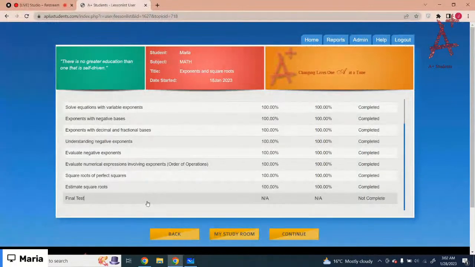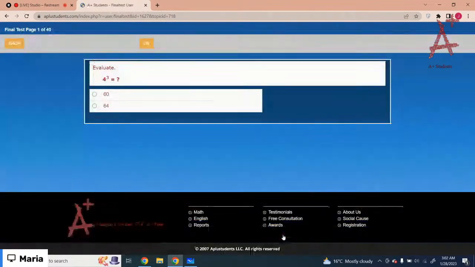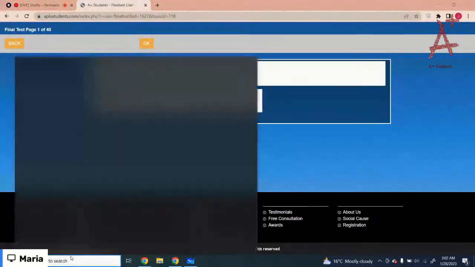Here I'm on grade 7 maths. The chapter is exponent and square roots. And here I'm on the final test. So let's just start with the final test of the chapter. Okay, so let's evaluate. We have to evaluate 4 exponent 3.